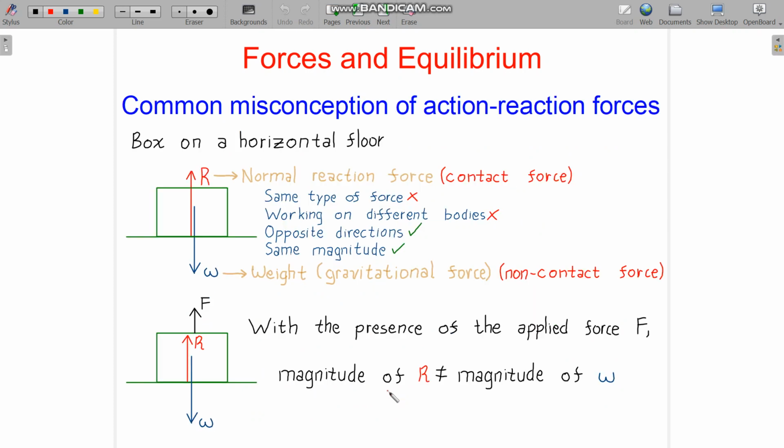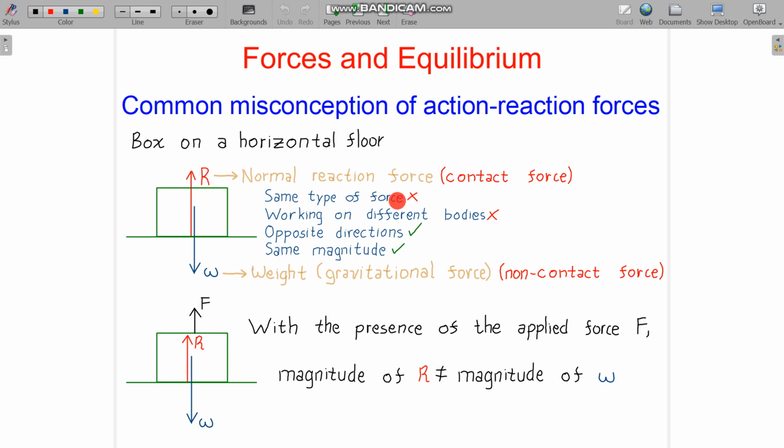Common misconception here, we have a box on a horizontal floor. The normal reaction force and weight force are not action-reaction forces because although they have the same magnitude and work in opposite directions, they are working on the same body. The normal reaction force is holding or pushing the box upwards, and the weight is pulling the box downwards. So they are both working on the box.